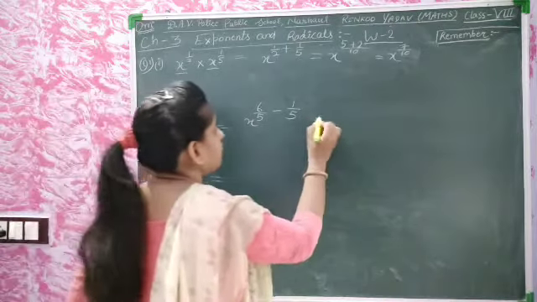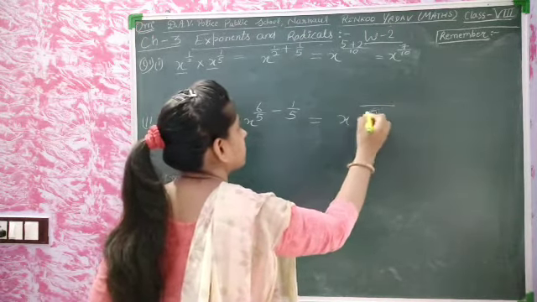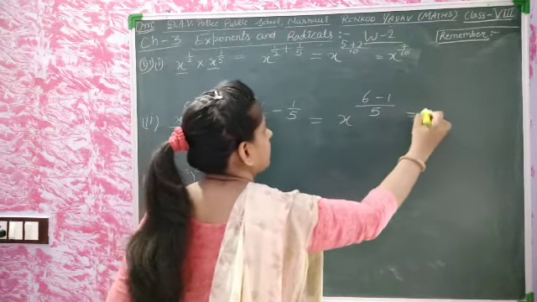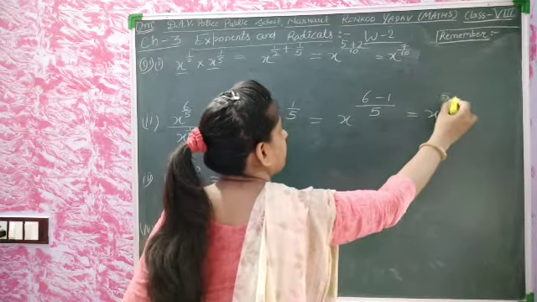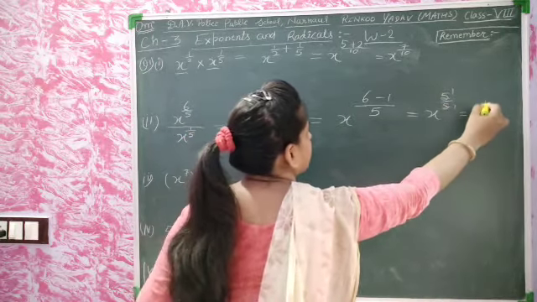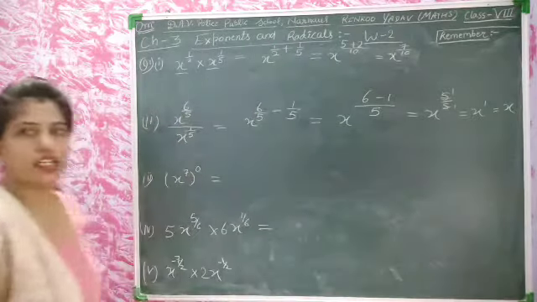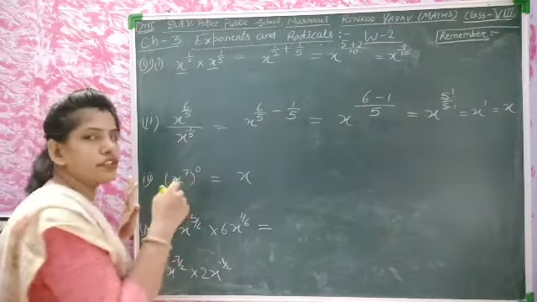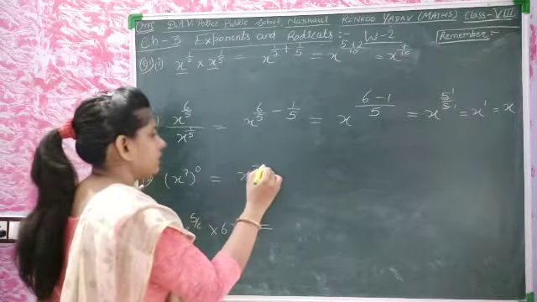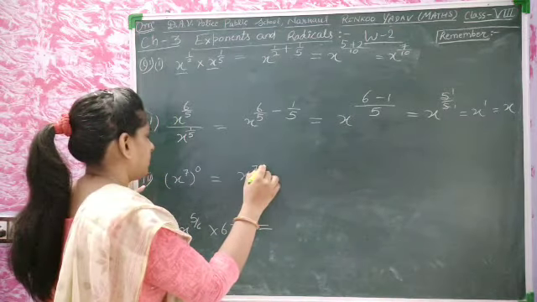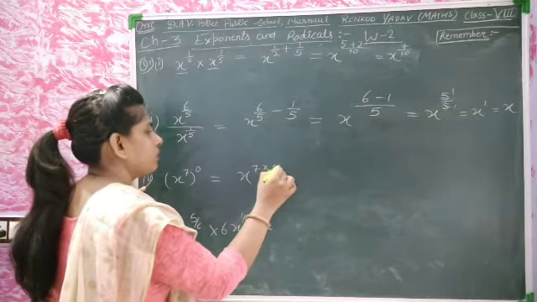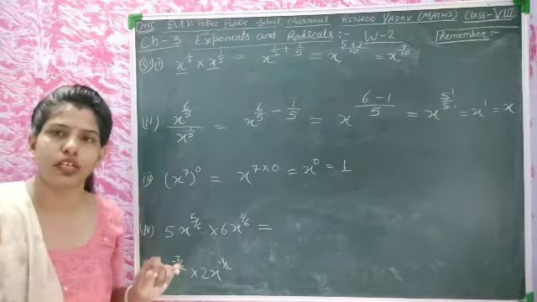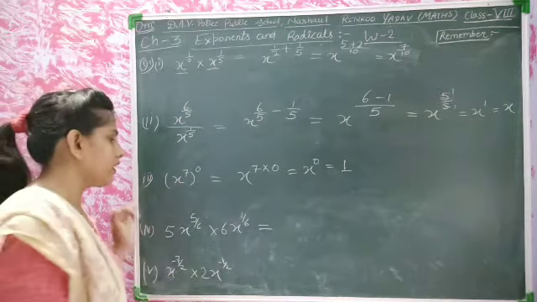Done students. Now we will solve it. It is simple, 5 is the LCM here and 6 minus 1 is 5, so it equals 5 divided by 5. 5 ones are 5. It becomes x to the power 1, and that is x here. Done. Now multiplying x to the power 7 into 0 it must equal 0, and anything to the power 0 is equal to 1.